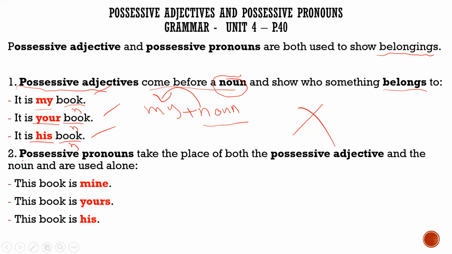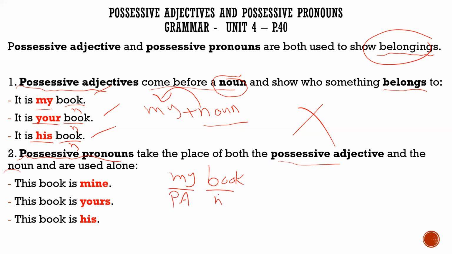But what's possessive pronoun? It's used for the same purpose, for belonging, but in a different way. This takes the place of both possessive adjective and the noun. Okay, for example, I have this. My book. Okay, this is possessive adjective and this is noun. Okay, but this possessive pronoun is equal to both of this. Okay, mine.